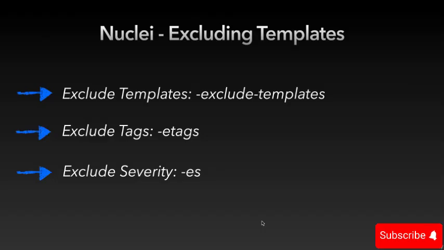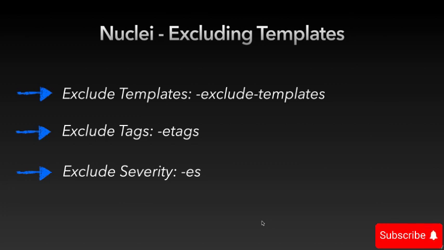So in this lesson, we are going to learn about Nuclei excluding templates. Sometimes you do not want to run a specific set of templates on a target. You can exclude that based on a flag, which is -exclude-templates or -et. You can also exclude specific tags that you don't want to run on a target. Let's say if you don't want to test a target for XSS, you can specify -etags as xss and it will not run all the XSS based templates on a given target.